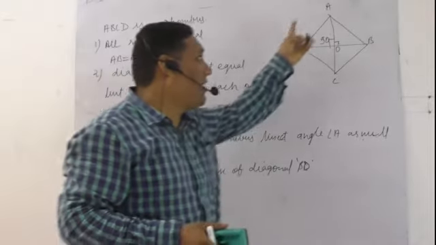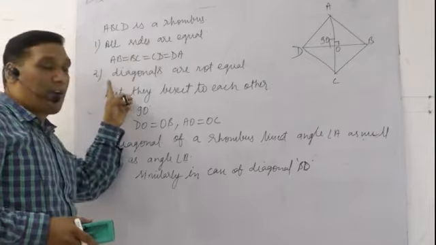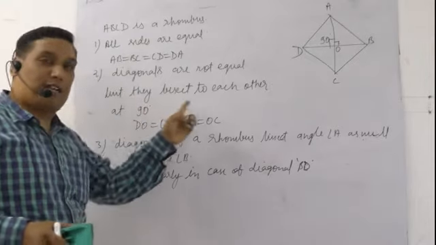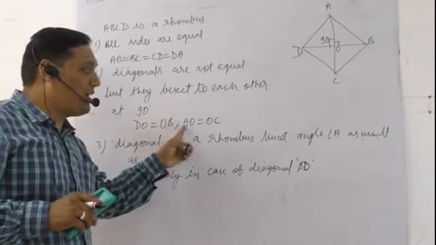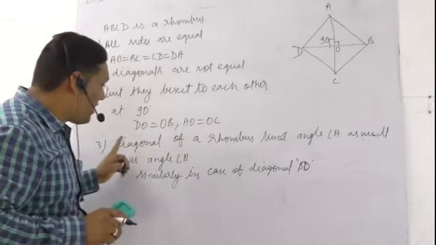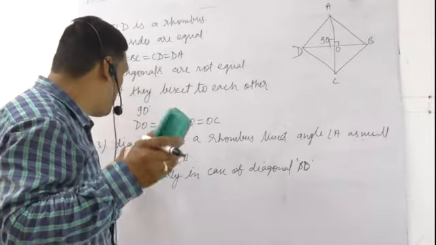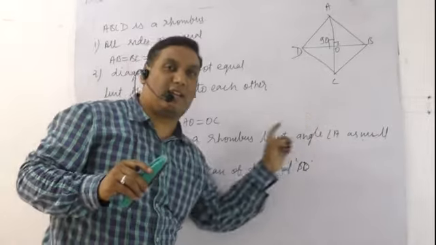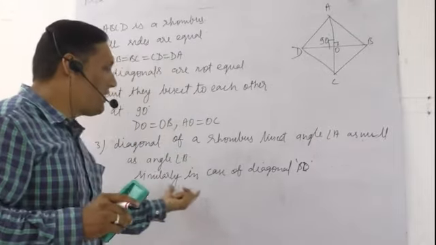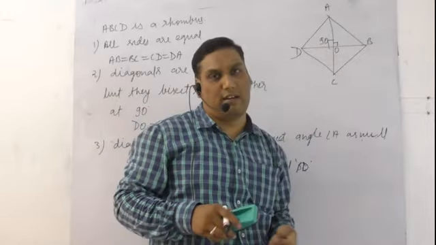ABCD is a rhombus. All sides are equal in a rhombus. Diagonals are not equal but they bisect each other at 90 degrees. DO equals OB and AO equals OC. Diagonal of a rhombus, important point, bisects angle A as well as angle B. Similarly, diagonal BD bisects angle B and angle D.